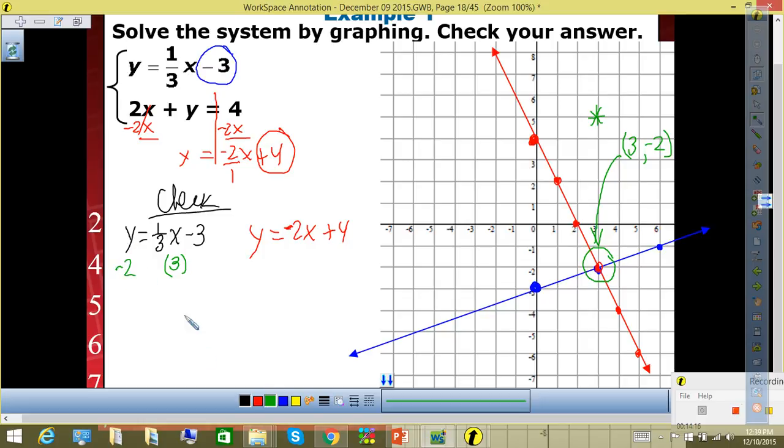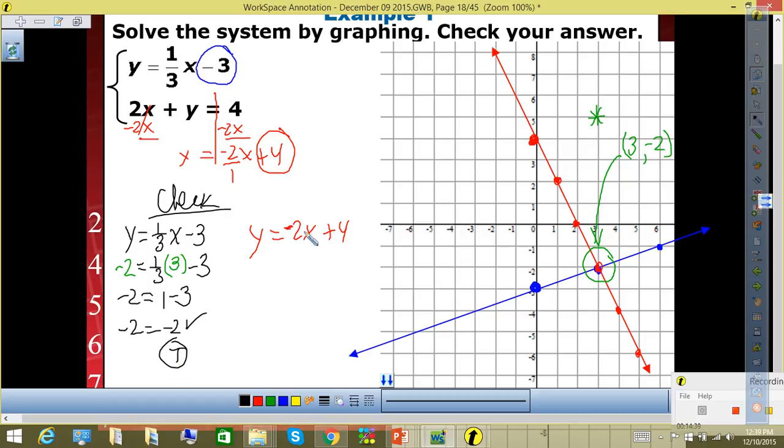Bring down everything, equals 1/3 times 3 minus 3. So what is 3 times 1/3? 3 over 3, which is 1. Bring down the -3 and the -2. What is 1 minus 3? -2. Is that true? Yes, that's true.